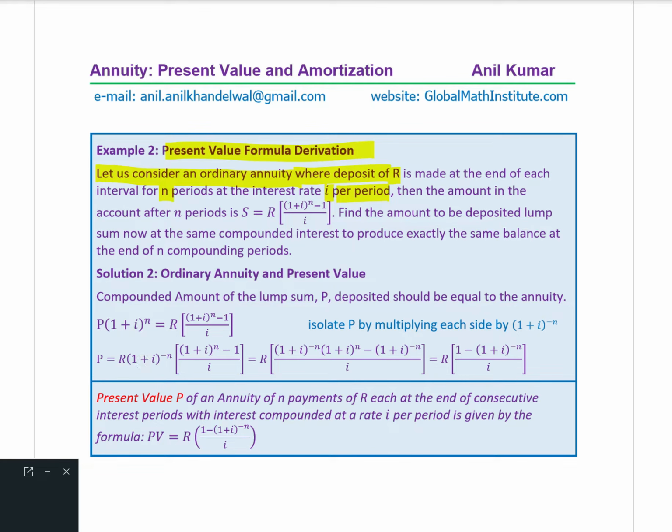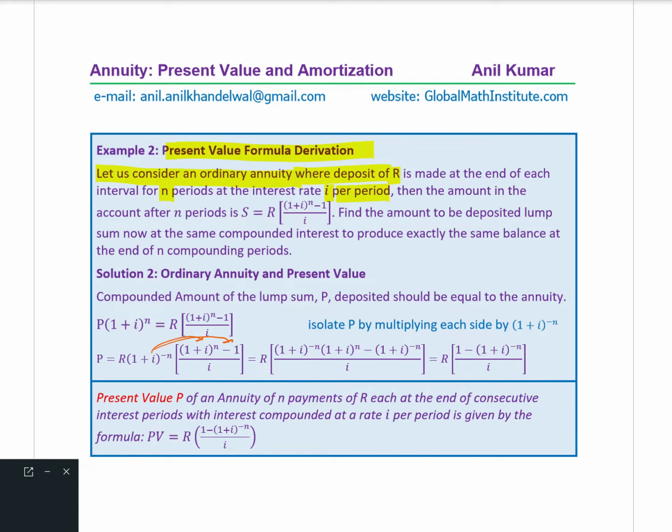Now, you can actually open this bracket, distribute, that is, multiply this over the terms inside, and then what you get here is R times ((1 plus I) to the power of minus n times (1 plus I) to the power of n, minus (1 plus I) to the power of minus n) over I. Now these first two terms cancel, you get 1 there. So you get 1 minus (1 plus I) to the power of minus n over I. So this becomes the formula for calculating the present value. Is that clear to you?